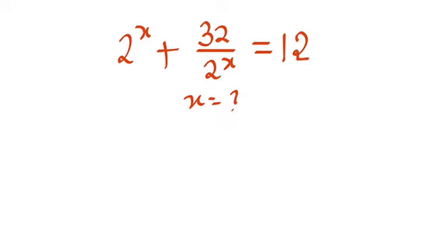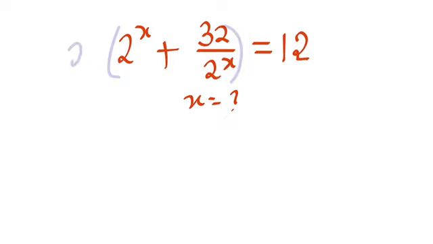Hello everyone, how can we solve this problem here? 2 to the power of x plus 32 over 2 to the power of x equals 12. Now what we're going to do is multiply 2 raised to the power x to both sides of the equation like this.